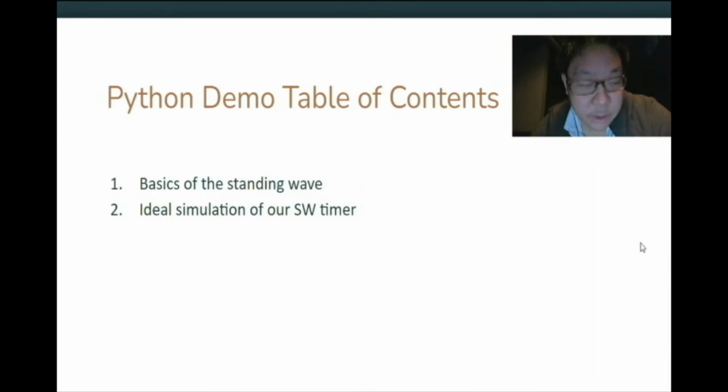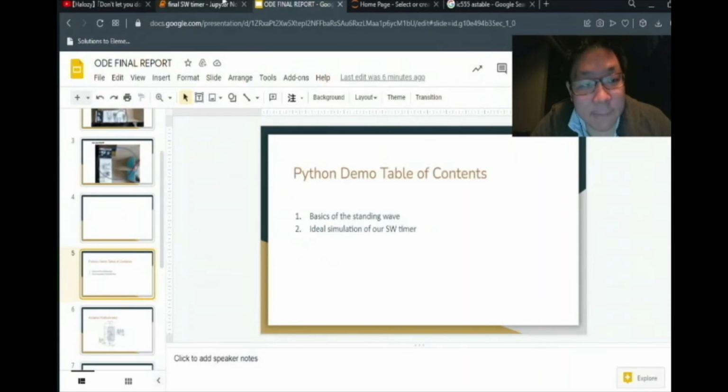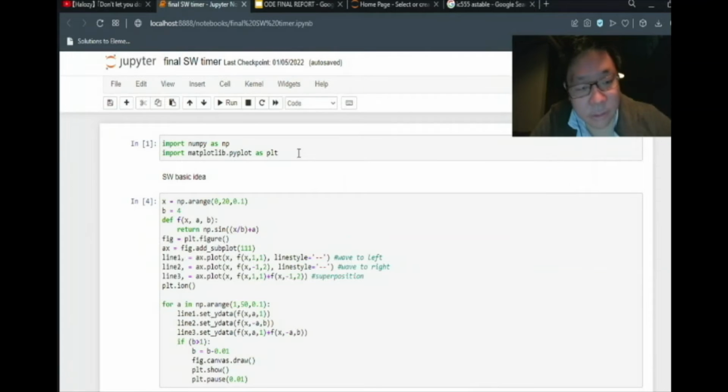Hello everyone, my name is Jason and I'm in charge of the Python demo for our final project. I'll be going over two things. The first is the basics of the standing wave, basically how it looks. And the second is the ideal simulation of our standing wave timer. Okay, so we'll go over to Python.